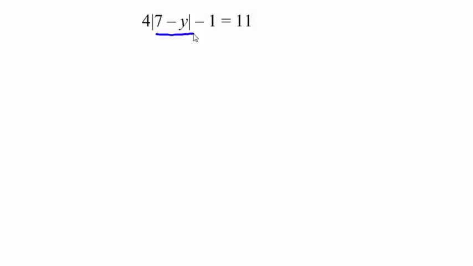So the first thing that's got to go is that extra term. That minus 1 has to go. So we're going to add 1 to both sides. And then we can divide away that 4 that's outside the absolute value.